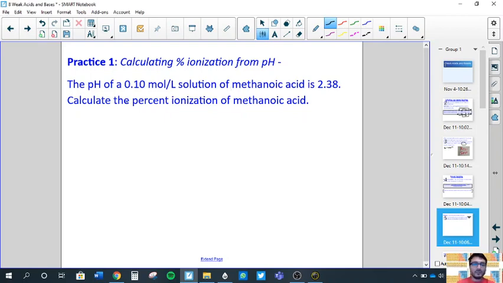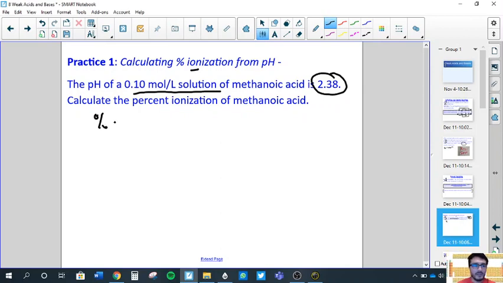Okay, so first it's given as a pH, or rather the pH of this concentration of a solution of methanoic acid is 2.38. Back to organic chemistry here. So that's our pH value, and this is the concentration. Now, what is the percent ionization? This is the first kind of question we've done of this sort. So we start at the beginning.